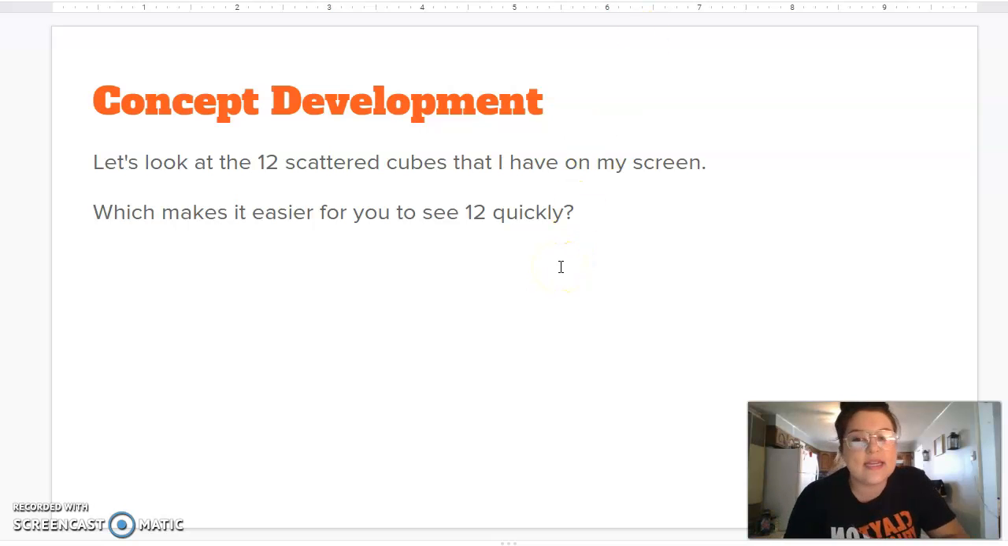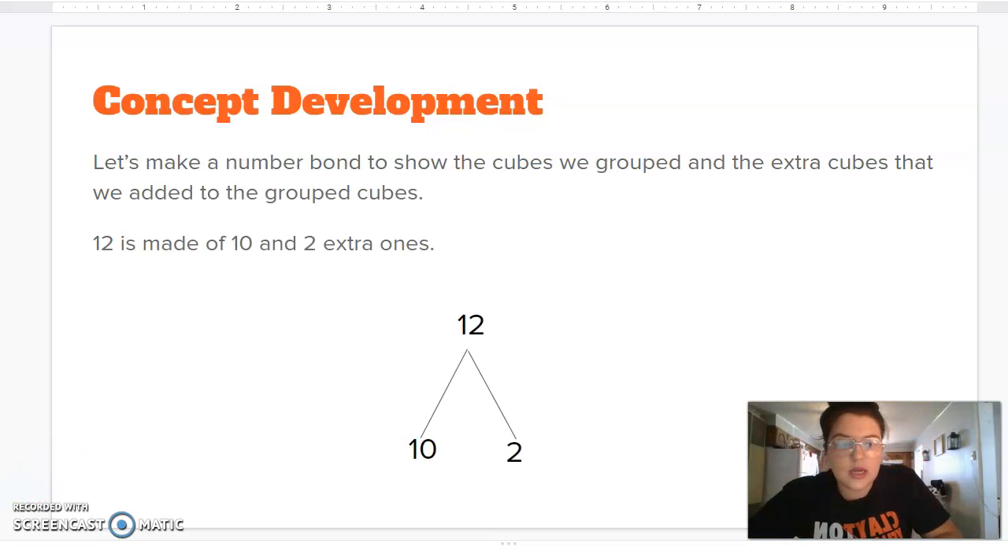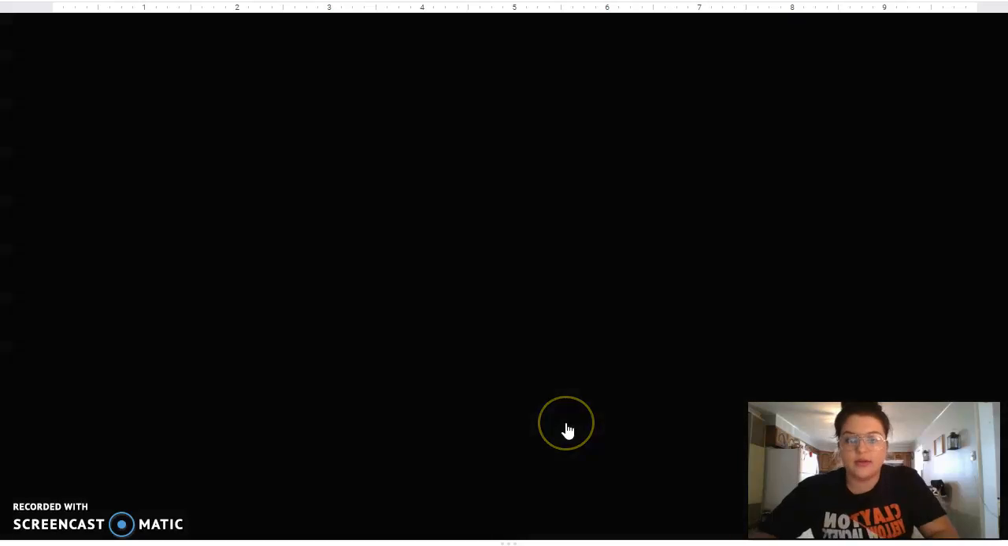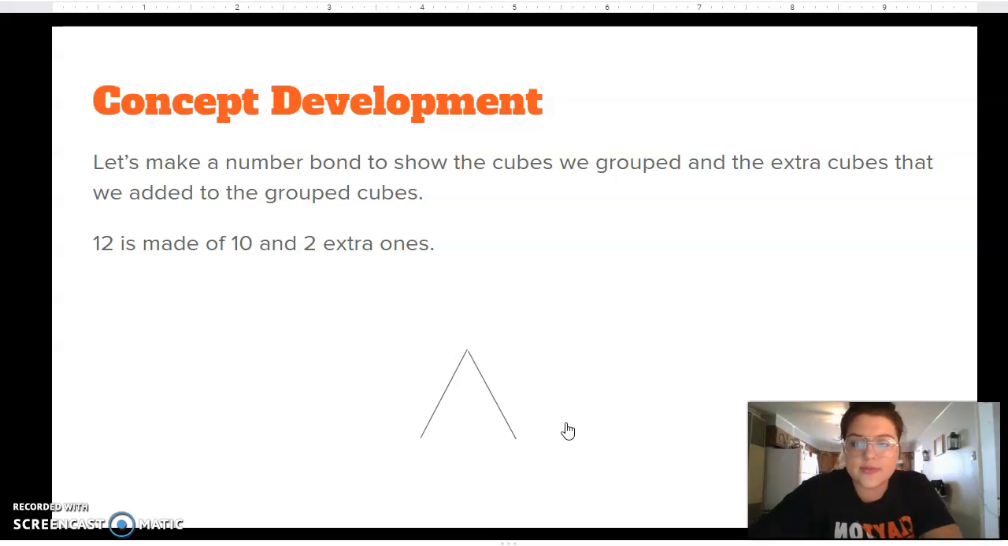So which makes it easier for you to see 12 quickly? Well, we just discussed that. We connected those cubes into 10, and then we had our ones left over, so we just counted 10, 11, 12. Okay? So if we go here to this slide, let's make a number bond to show the cubes we grouped and the extra cubes that we added to the grouped cubes.